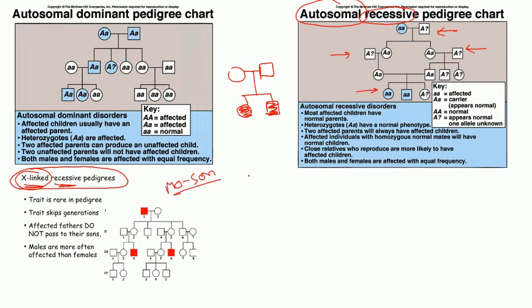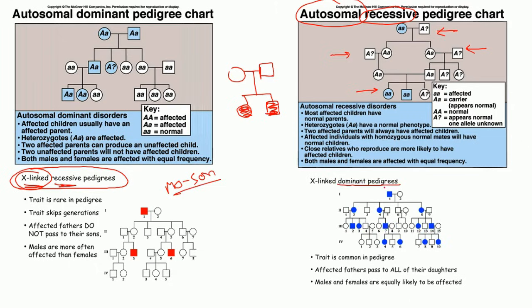Okay. The fourth type is the X-linked dominant pedigree. X-linked dominant pedigree is, again, if a father is affected, then all the daughters will be affected. But in X-linked recessive pedigree, this trait will never transfer from father to son. It will never transfer. X-linked recessive disease always transfers from mother to son.